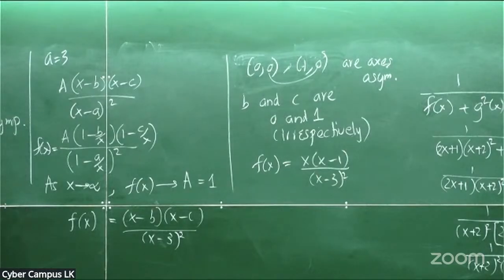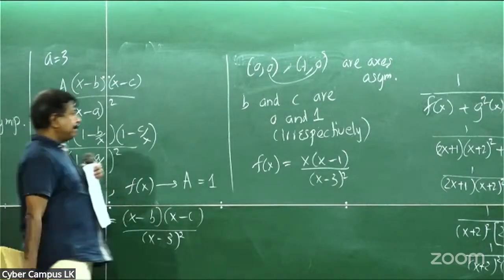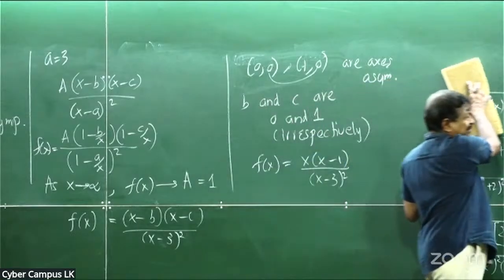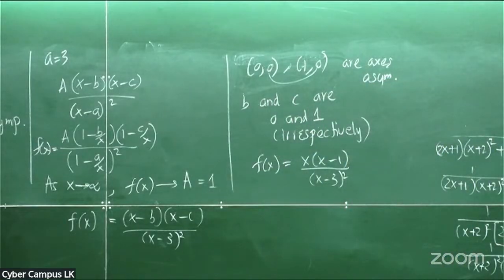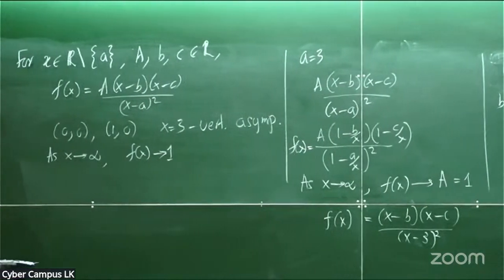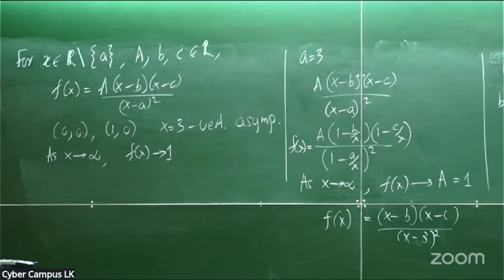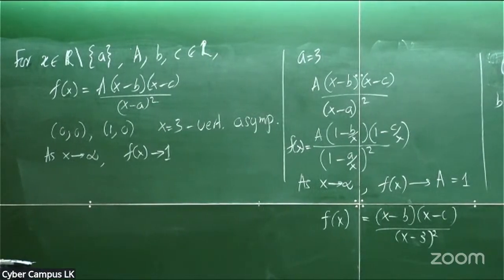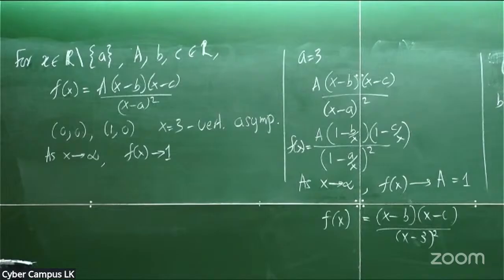Now we have to differentiate. Now we know everything, huh? We know the axis intercepts, asymptotes and everything.